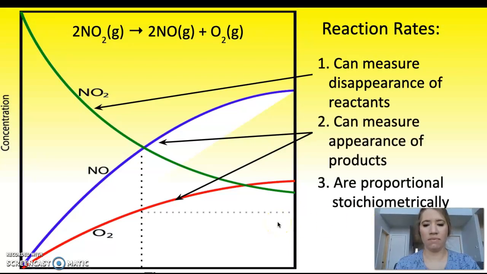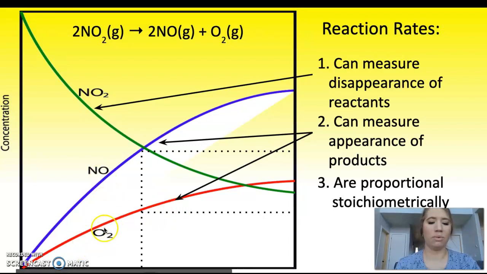And the reason why is because it's proportional to these stoichiometric values. We know that for every 2 nitrogen dioxides, every 2 of those, we will end up with 2 nitrogen monoxide and only 1 oxygen gas. And so when I look at that, we go, oh, well, if we have 2 of those, then we're going to have 2 of these, and we only have 1 of those. There's going to be half as much oxygen as there is nitrogen monoxide.